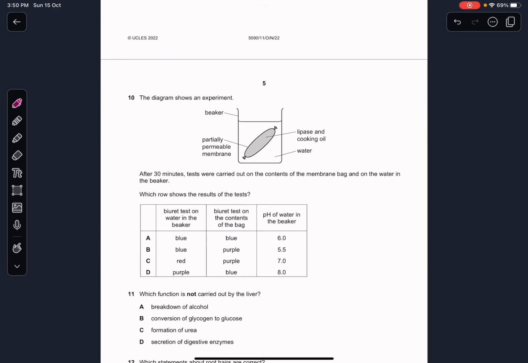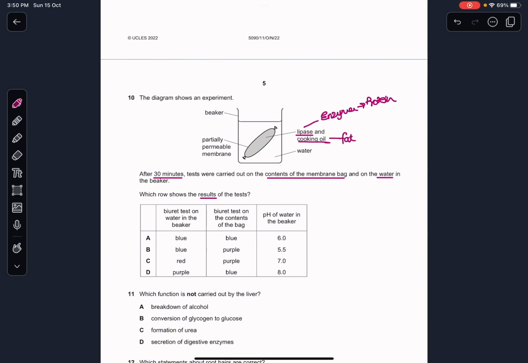Okay, next we have the diagram shows an experiment. After 30 minutes, the tests were carried out on the contents of the membrane bag and on the water. Which row shows the result of the test? Now, if you look at this, we have the beaker. The beaker contains water, and this membrane bag contains lipase and cooking oil. Now, the cooking oil essentially is fat, and lipase is an enzyme. Hence, it is a protein, right?